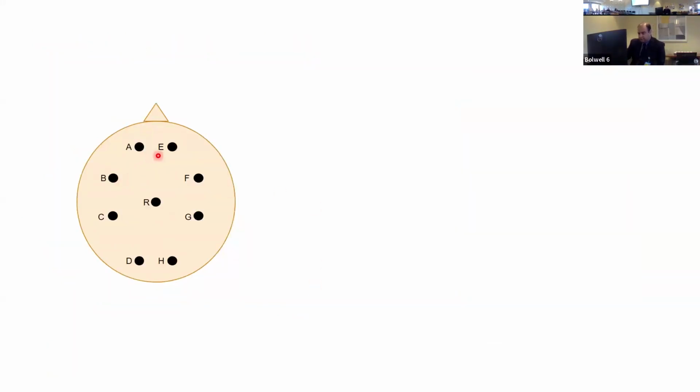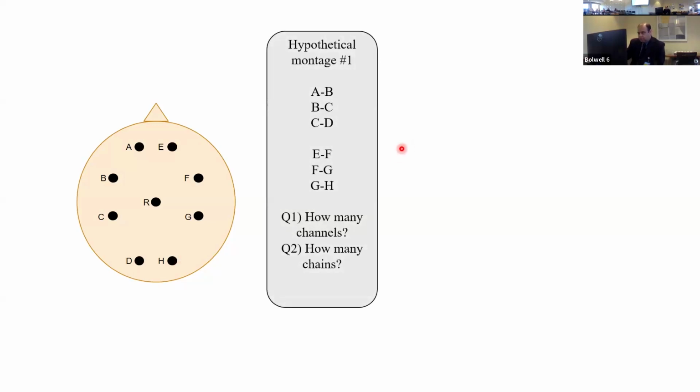Now let's take an example here. Again, this is a hypothetical scheme of random electrodes placed on the head. Now this is the hypothetical montage. How many channels do you think it has? How many channels? 6. Very good. There are 6 channels: 1, 2, 3, 4, 5, 6. How many chains do you think it has? There are 2 chains. You see, they're not connected. D is not connected to E, so this is a different chain, okay?